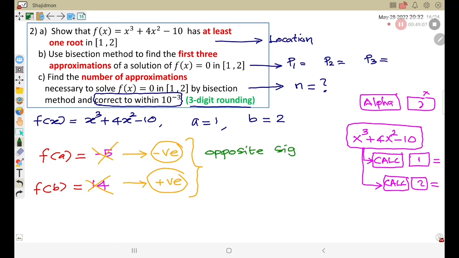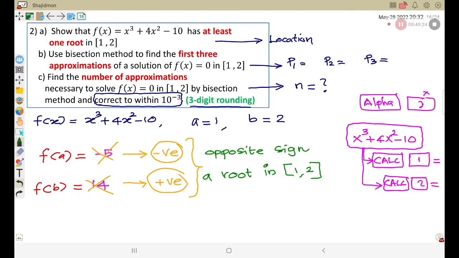Opposite sign means there is a root between the numbers 1 and 2. Our answer is between the numbers 1 and 2. This is the first part of the question. Now we will go to the B part.